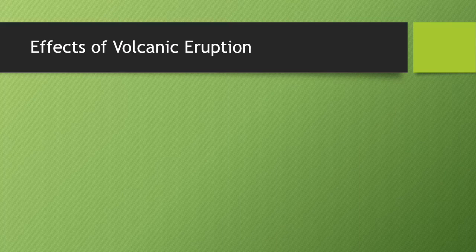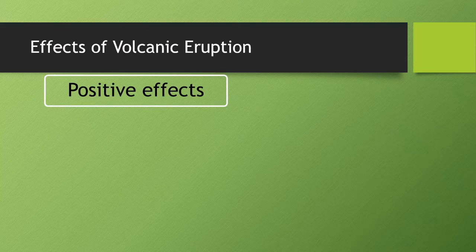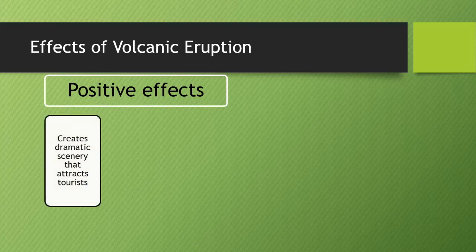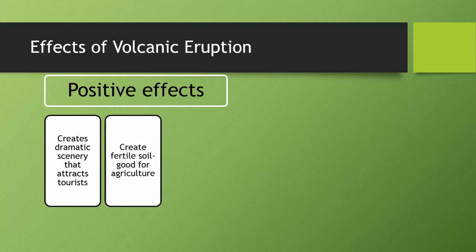At this juncture, let us identify the different effects of volcanic eruption. Let us first start with the positive effects. The first one is it creates dramatic scenery that attracts tourists, just like in the case of Mount Mayon, which is very famous in Legazpi, Albay. The second one, it creates fertile soil. Having said that, it is good for agriculture or plantation.